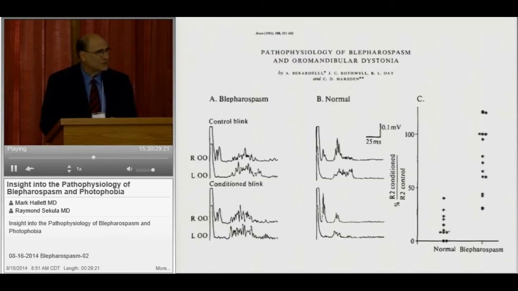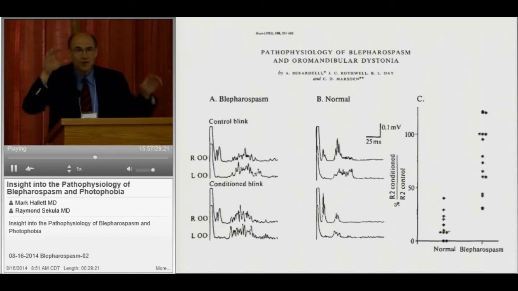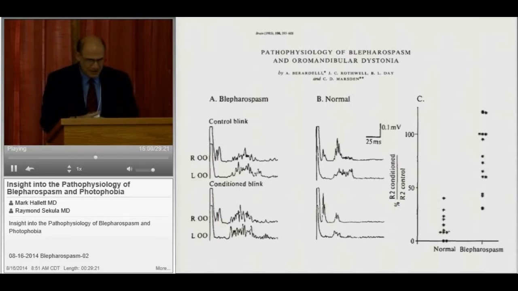And one of the best ways of looking at this is looking at the blink reflex. The blink reflex looks at the way that the eye responds to different stimuli. The easiest way of looking at it is with a shock to the supraorbital nerve. So if you give a little shock to the supraorbital nerve, the eyes tend to close in a blink. And this is what happens here.